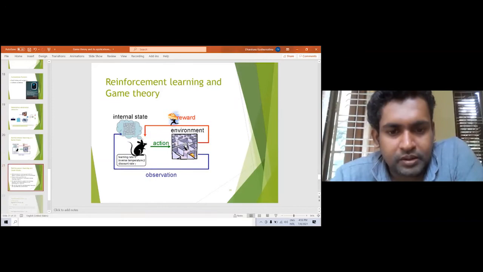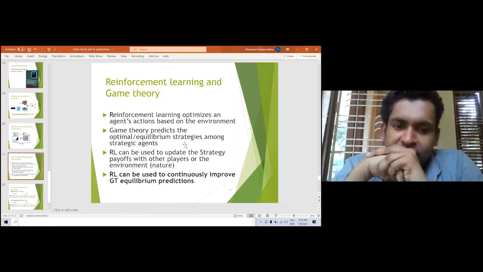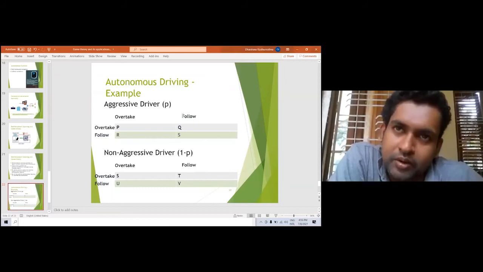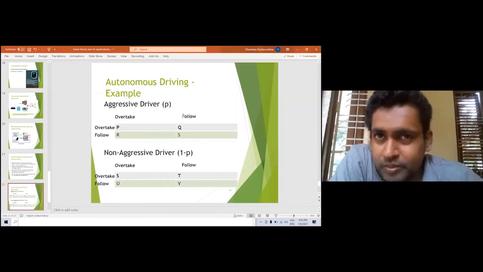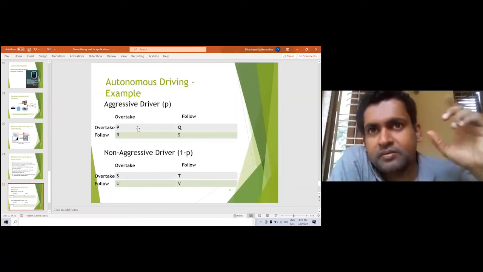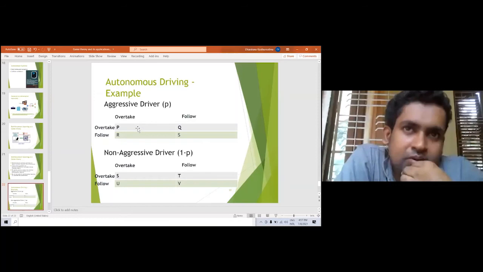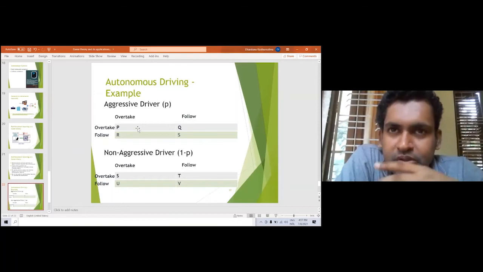So you can try to combine game theory with reinforcement learning, where for instance, if we take this particular example, suppose you have an autonomous vehicle, and the autonomous vehicle is trying to overtake another vehicle. Now, as humans, when we are overtaking, we have to guess whether the person that we are overtaking is an aggressive driver or a non-aggressive driver, right? Because depending on that, we may not overtake if it is an aggressive driver, because when we are overtaking, they might speed up and we might be in trouble.